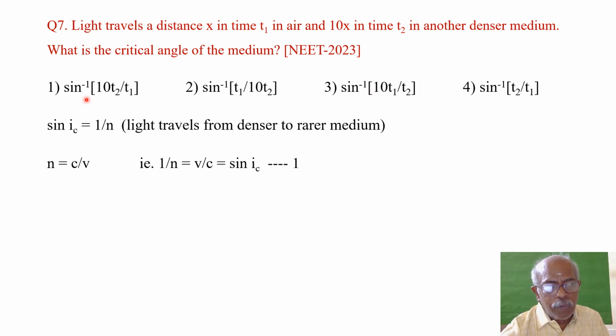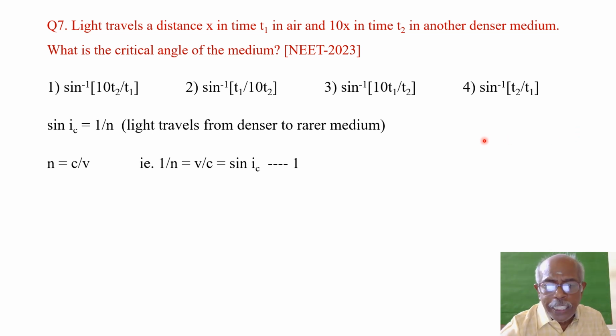Sin inverse of 10t2 by t1, then t1 by 10t2, sin inverse of 10t1 by t2, sin inverse of t2 by t1. So these are all the four options.